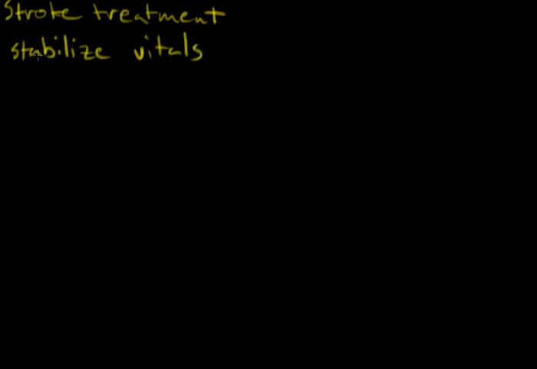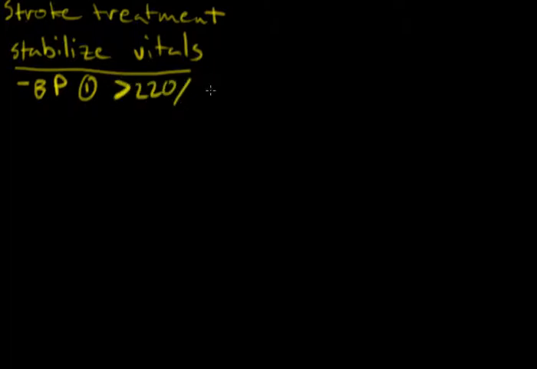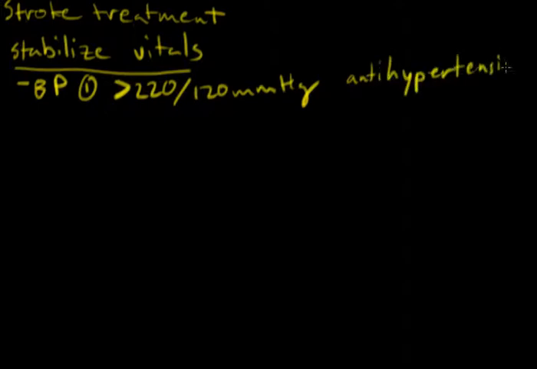So what does that mean? First, consider blood pressure. There are three considerations you have to take into account. One, usually patients are going to present with hypertension, but don't use antihypertensives unless blood pressure is greater than 220 over 120. Then antihypertensives are okay.